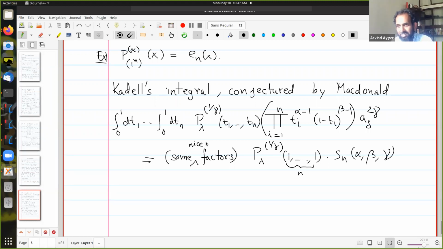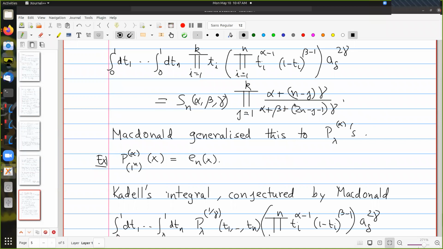As I said, it's called Kadell's integral. Kadell proved it. I of course assume that those factors are explicitly described by either Macdonald or by Kadell. Yes, they're explicitly described, not just that there exist constants. Yeah, exactly, that's what I figured. So these are some product of ratios.